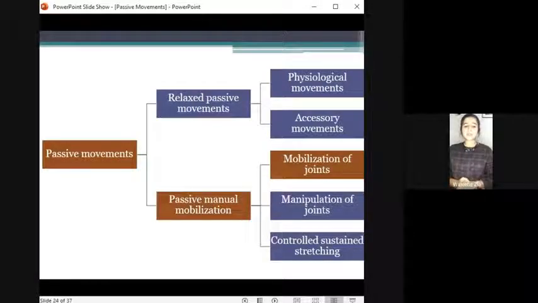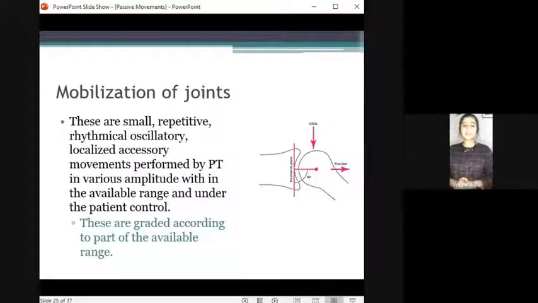The next technique is the passive manual mobilization, and we will study the mobilization of joint first. These are small, repetitive, rhythmical, oscillatory, localized accessory movements which are always performed by the therapist in various amplitudes within the available range. And these movements are under the patient control. So whenever we are performing these movements on the patient, the patient can stop us at any time. But these are graded according to the part of available range.